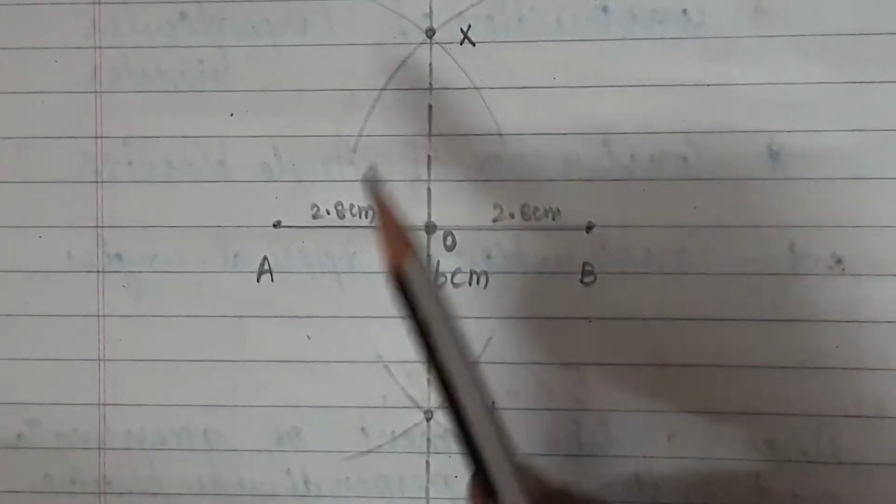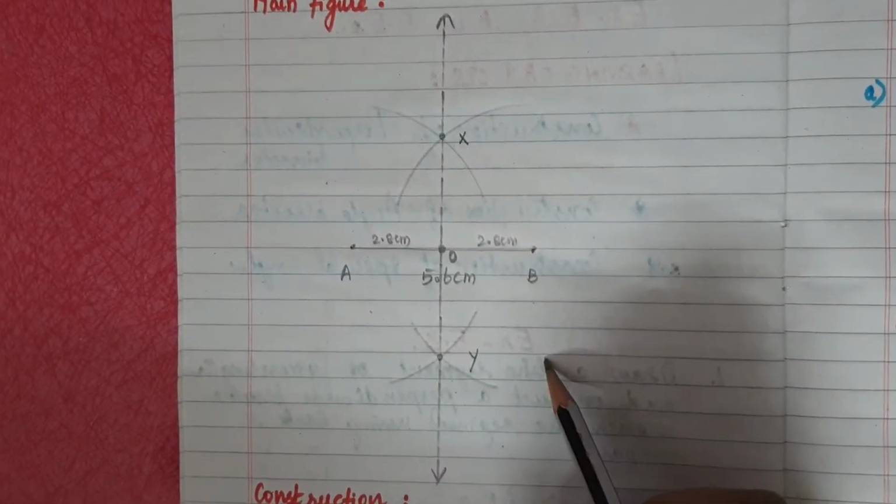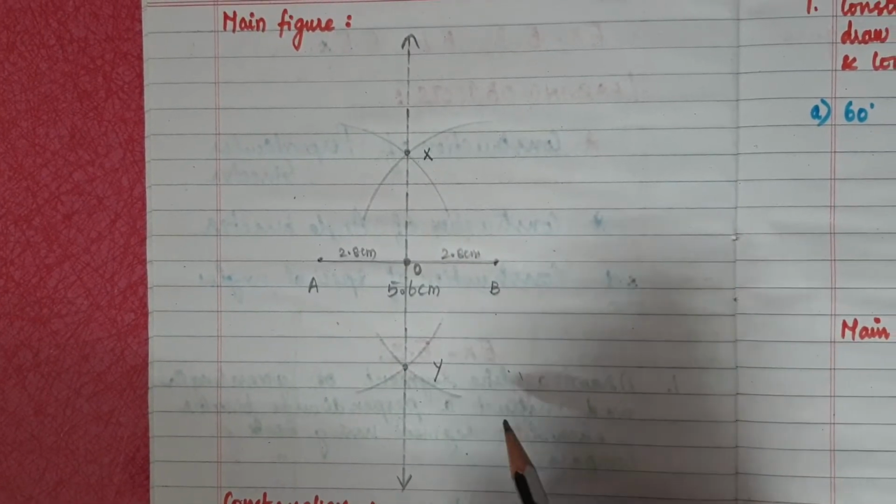So I used scale and compass to construct this perpendicular bisector. This is the way to do for the other sums also. You try, okay.